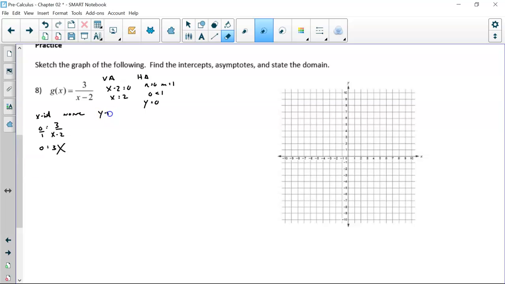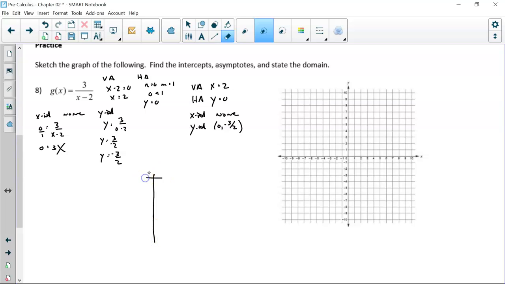For the y-intercept, y equals 3 over 0 minus 2. So y equals 3 over negative 2. Y equals negative 3 halves. So our vertical asymptote is going to be at x equals 2. Our horizontal asymptote is at y equals 0. Our x-intercept, there is none. And our y-intercept is at 0 and negative 3 halves. We'll find the domain and range in a moment after we graph it.